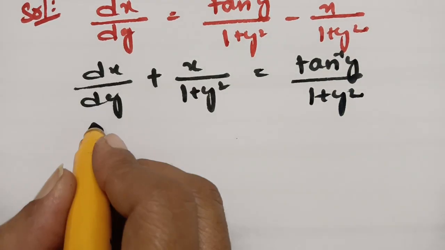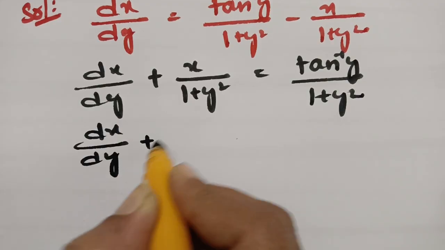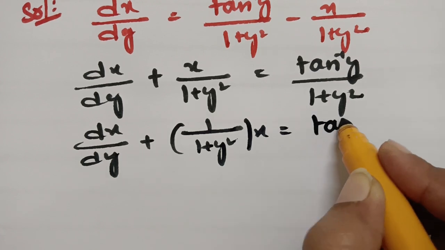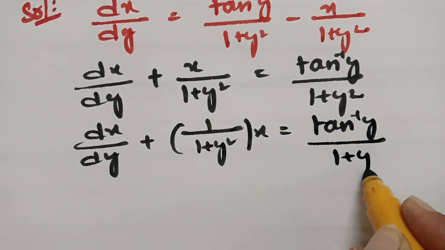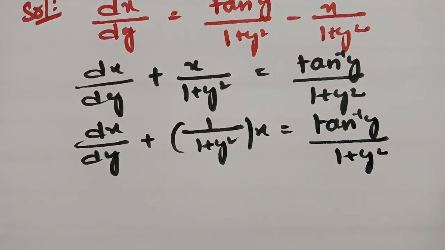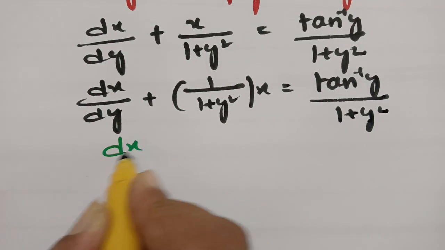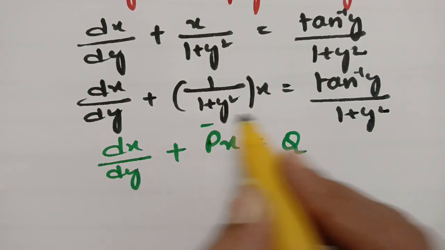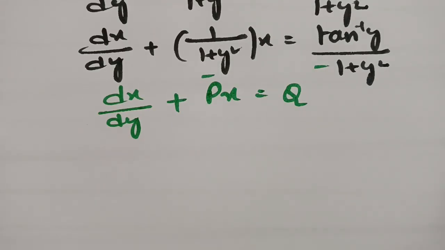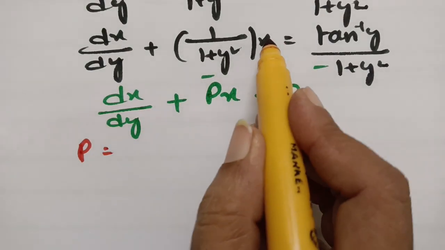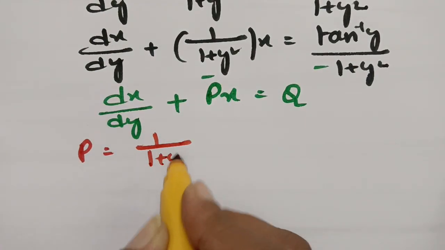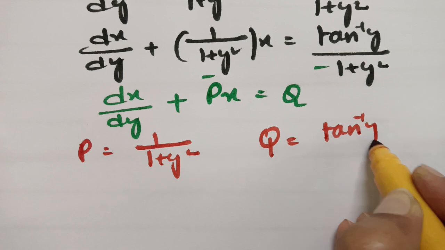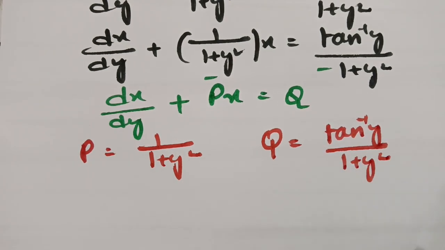Now this can be written as dx by dy plus, this value is 1 plus y square, into x, which is equal to tan inverse y by 1 plus y square. Now if I compare this equation with dx by dy plus px is equal to q, p value is this one, q value is this one. So what will be the p value? Here this value is 1 by 1 plus y square is our p value. And what is the q value? This value is nothing but tan inverse y by 1 plus y square.